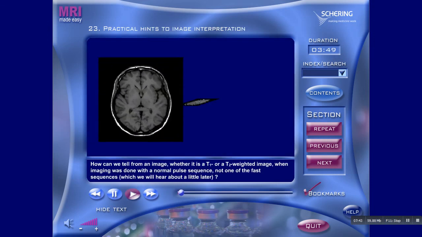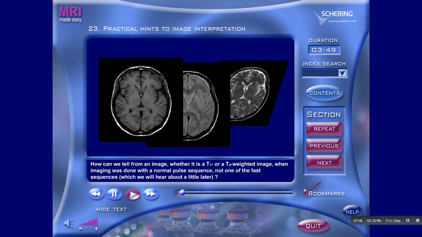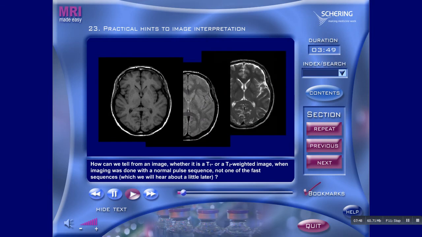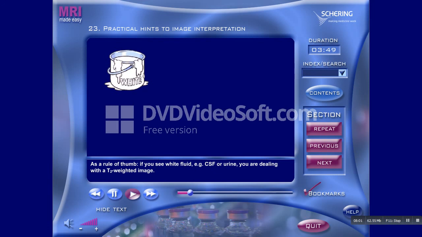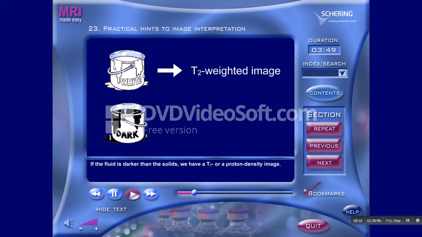How can we tell from an image whether it is a T1 or T2 weighted image when imaging was done with a normal pulse sequence, not one of the fast sequences, which we'll hear about a little later? As a rule of thumb, if you see white fluid, for example, CSF or urine, you're dealing with a T2 weighted image. If the fluid is darker than the solids, we have a T1 or a proton density image.